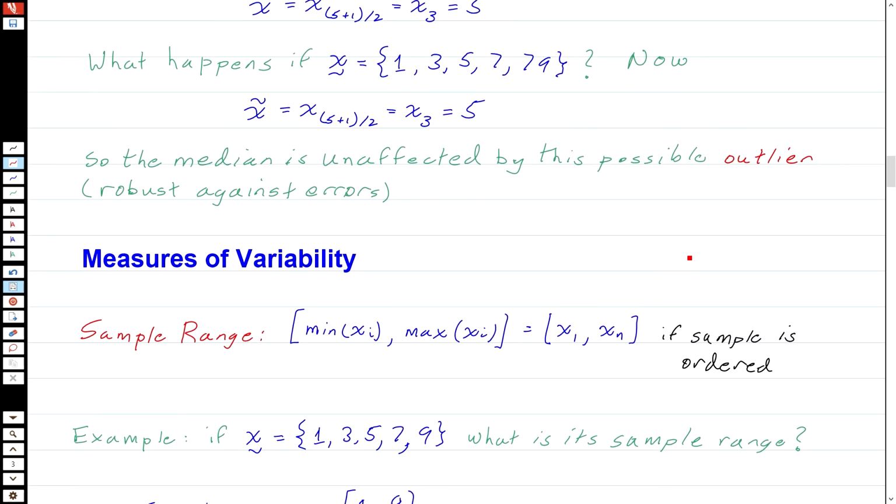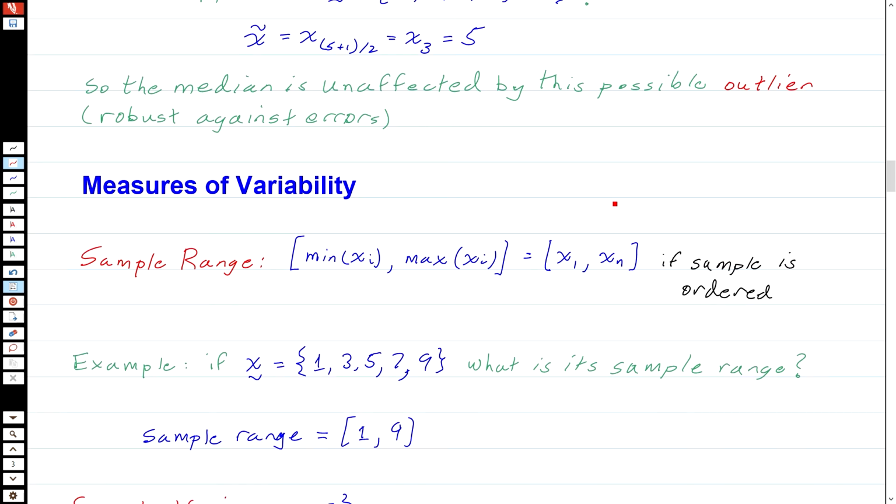Okay, then the other thing that we can look at is how variable our data is. And there are a couple of ways we can look at that. One is to simply look at the sample range. What is the distance between the minimum value and the maximum value? The width of that distance gives us a sense of the variability in our observations. So that can be computed as the minimum x value to the maximum x value. And if your set of observations is ordered from smallest to largest, that's x1 through xn. So if we use that same example where x is equal to 1, 3, 5, 7, 9, then the range is, of course, 1 to 9.